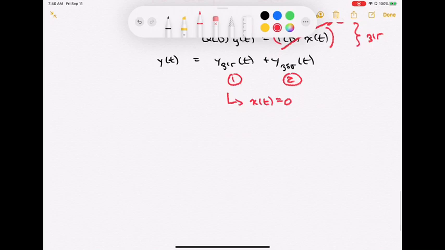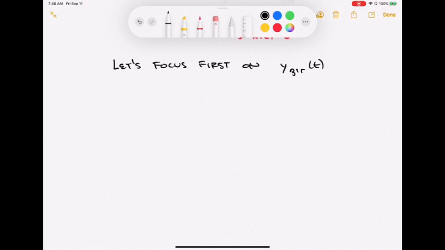We're going to go ahead and look at the zero input response first. So in this particular case, let's focus first on the y zero input response of t. What does that mean I need to do? I'm wanting to solve the equation QD acting on y of t being equal to 0. That's the thing that I want to be able to solve. And recall, since x of t, the input, is equal to 0.